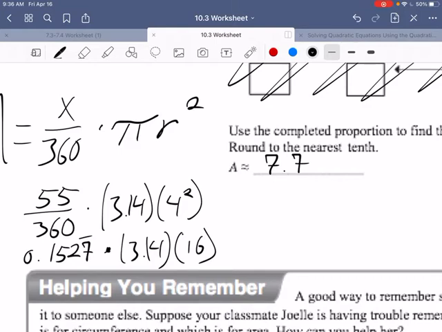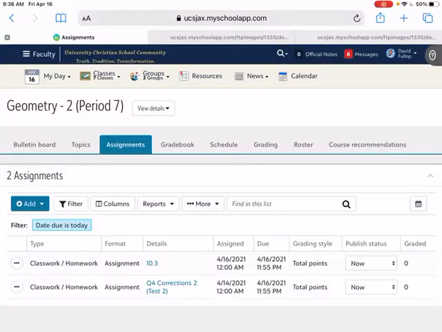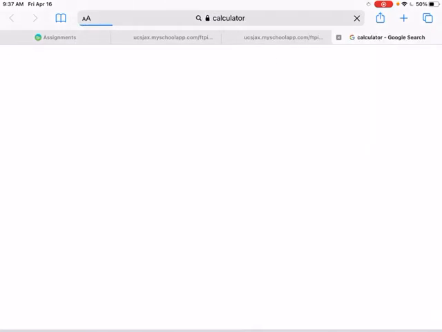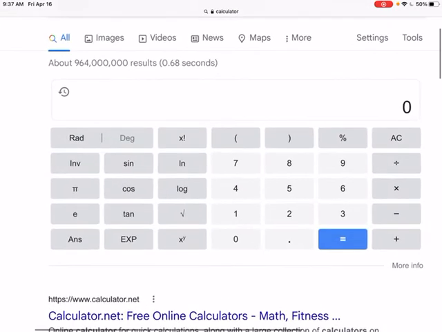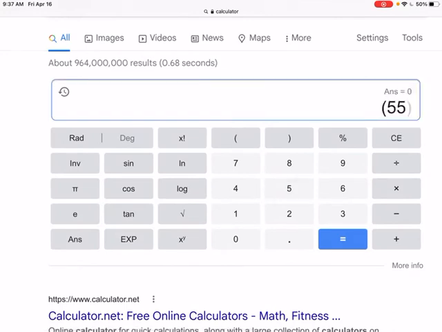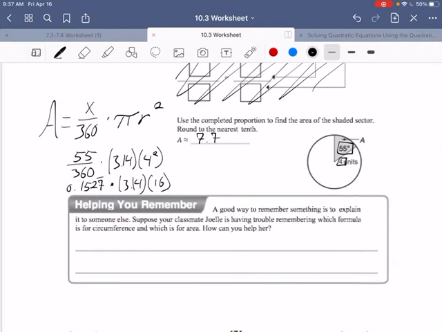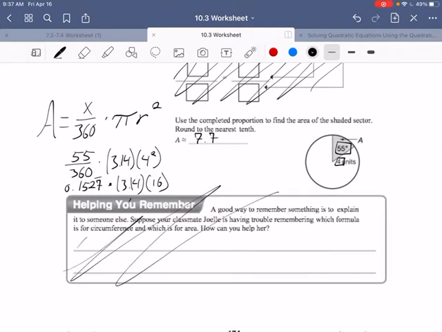Again, you can enter that all into your calculator at one time. I'll show you. Parentheses 55 divided by 360 times 3.14 times 16 equals 7.67, which again is 7.7. So don't worry about doing this right here. The rest of that I'm expecting you to do. But let's go over to the next page.